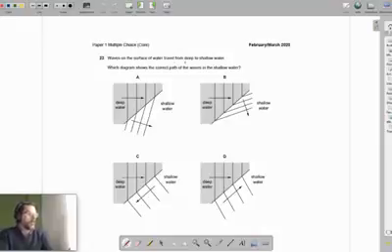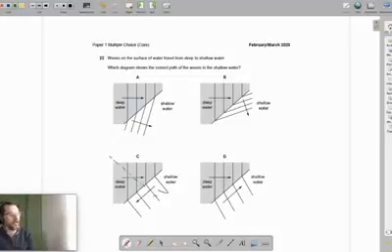Goes like this. Waves on the surface of water travel from deep water to shallow water. Which diagram shows the correct path of the waves in the shallow water? Well, to begin with, let's identify that diagram C is showing two rays traveling on the same side of the normal. If we trace the normal perpendicular to the boundary, we have two rays that are on the same side of the normal. We can hopefully identify that this cannot happen.